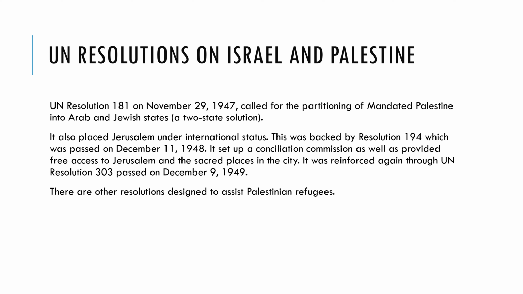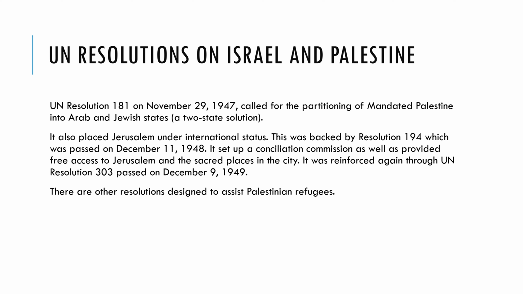UN Resolution 181, passed on November 29, 1947, called for the partitioning of mandated Palestine into Arab and Jewish states. That is a two-state solution. It also placed Jerusalem under international status.